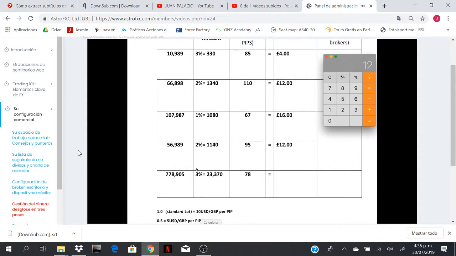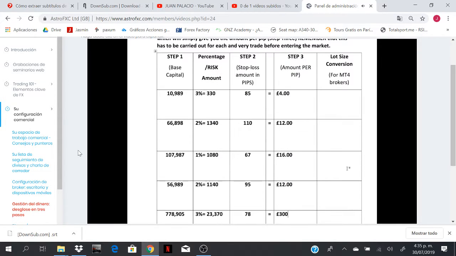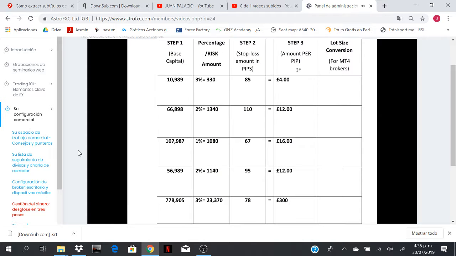So over here, we have our big boy risk, 3% risk, on our huge account. So it's 23,370 divided by 78 pips equals 299.61. So we can go £300 a pip. There we go, guys. Easy as that. Base capital amount, we find out the risk. Stop loss is going to come down to the technicals. These are just prime examples. All right. And we get the amount per pip.